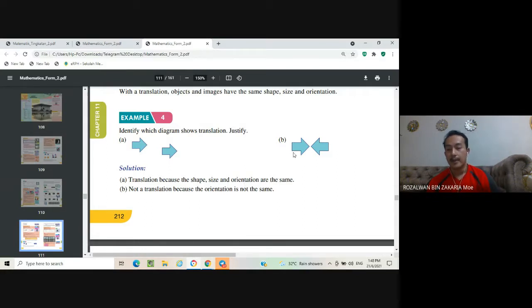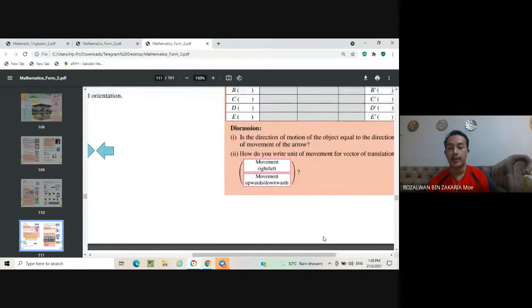And for the B there, we have two shapes. The first one and the second one, the size and the length of the shape are the same. It is congruent. Okay, but the orientation is not the same. So this one is not the translation. It is a transformation, but not the translation. It is another type of transformation. Actually, this one is known as the reflection. We will learn later. So the answer for B: not a translation because the orientation is not the same. All right, so we proceed to the next one.